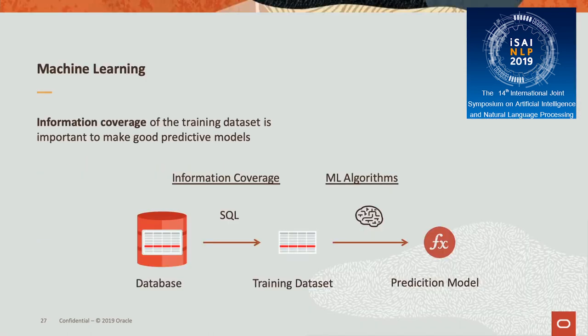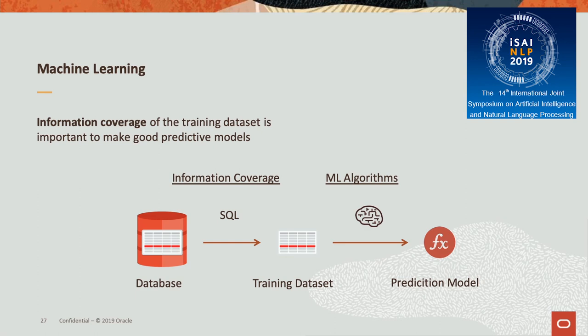One is about machine learning, of course. In machine learning, algorithms are important, but at the same time, the data is also important. We normally take a table data as a training data set, and we use traditional or the latest neural networks on it. But my question is whether information coverage is enough for those machine learning use cases.